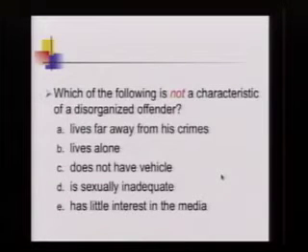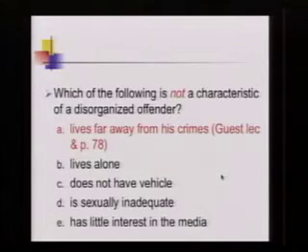Which of the following is not a characteristic of a disorganized offender? If you get confused by negatives, just say what is, and then the one that stands out is what's not. Okay, that might be easier. So this is a disorganized offender. What's the answer? A. Correct. So you like that one?